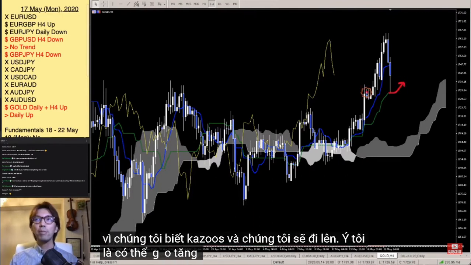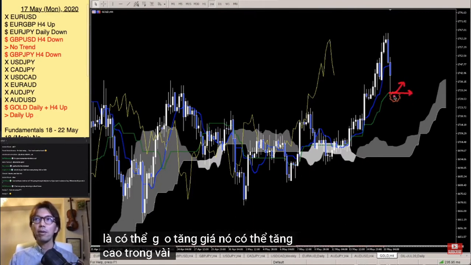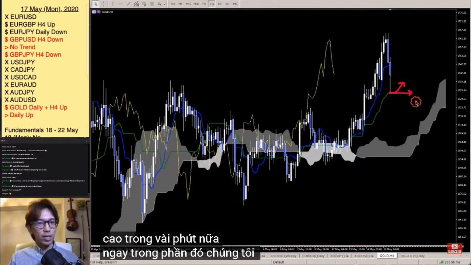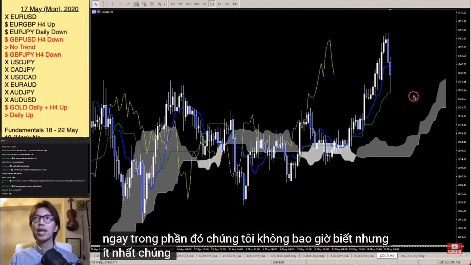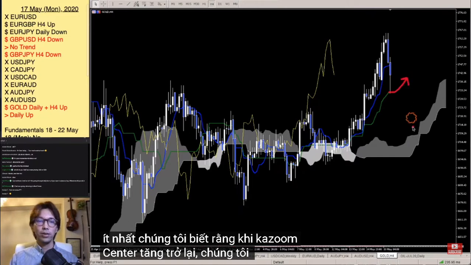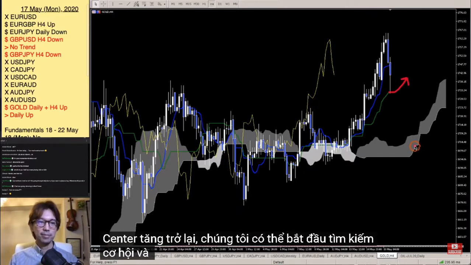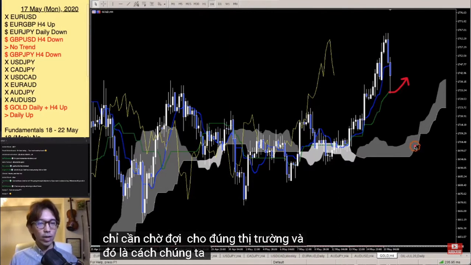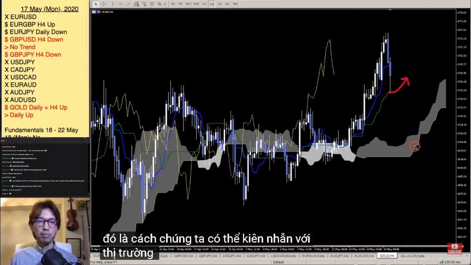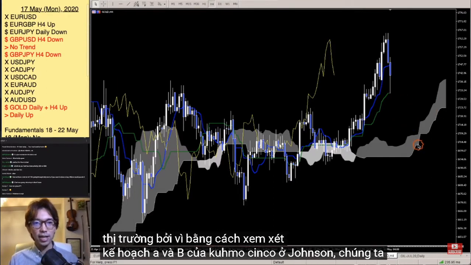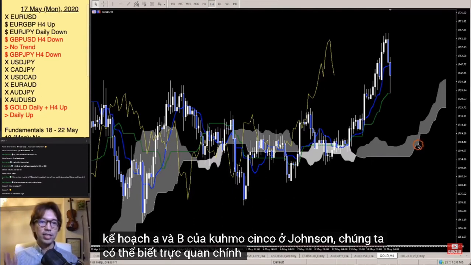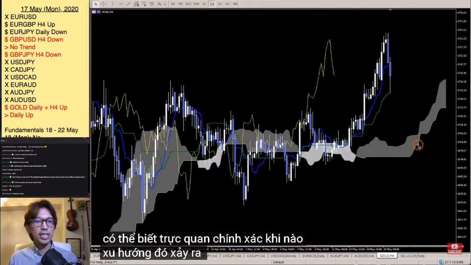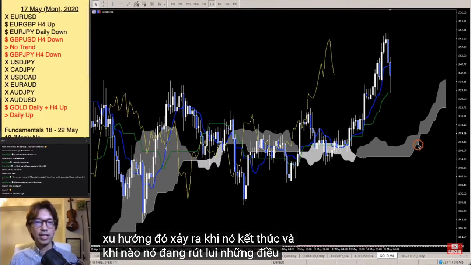I mean, it might go up, it might go horizontal for a couple more minutes to hours, right? That part we never know. But at least we know that when Kijun-sen starts to move up again, we can start to look for the buy chance. And until then, let's just wait for the market, right? That's how we can be patient with the market. Because by looking at the Kumo, Senko span A and B, and Kijun-sen, we can visually know exactly when the trend is happening, when it's ending, and when it's retracing backwards, things like that.